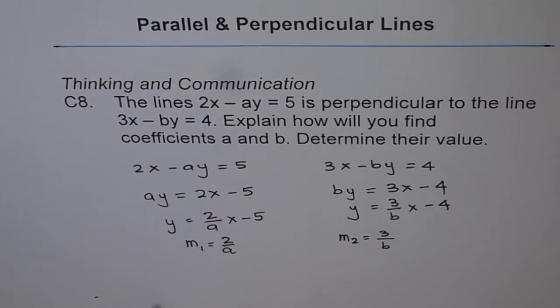Now a couple of ways we can do it. One, let us think like this. If we multiply these two slopes, we should get minus 1. That is one way of doing it, right? So when we multiply m1 and m2, we should get minus 1.